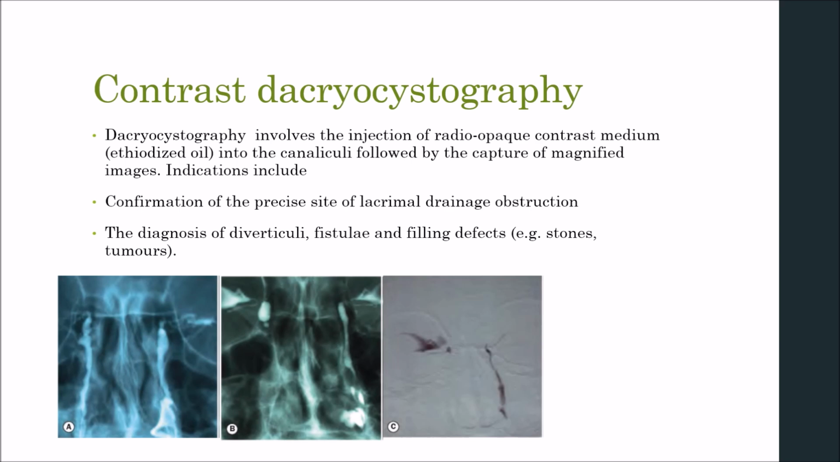It should not be performed in the presence of acute infection. A DCG is unnecessary if the site of obstruction is obvious, for example, regurgitation, mucocele. A normal dacryocystogram in the presence of subjective and objective epiphora suggests failure of the lacrimal pump, though this is more readily demonstrated by a simple irrigation.